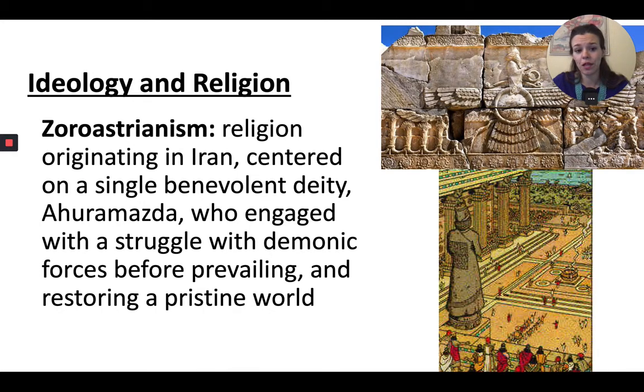Okay. Persian religion. It's going to be Zoroastrianism. Technically, it's still around today, not very widely practiced, but it's going to be influential for our other monotheistic religions. So it begins in Iran, and it's centered around a single benevolent deity, a god.